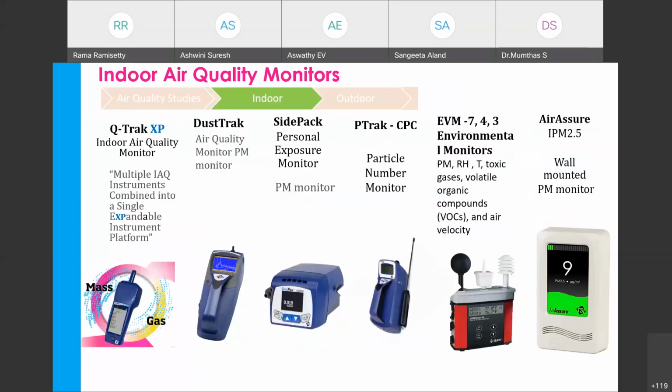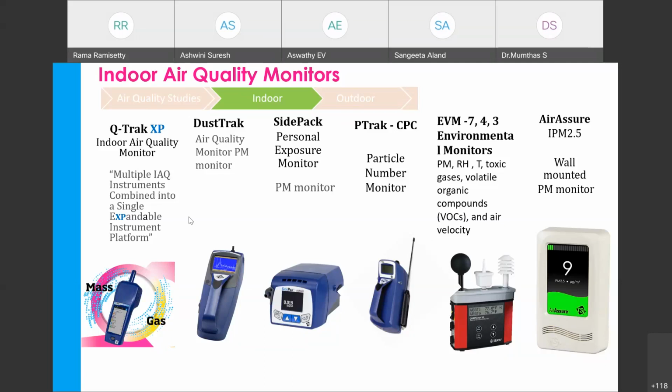And if you look at indoor air quality monitors, TSI has a lot of varieties of equipment. For example, if you want to study gases, I haven't explained anything about the gases in my presentation, because that's not my portfolio or my expertise. But TSI does have equipment for mass and gases. Gases means CO2, ozone, formaldehyde and some other critical gases.